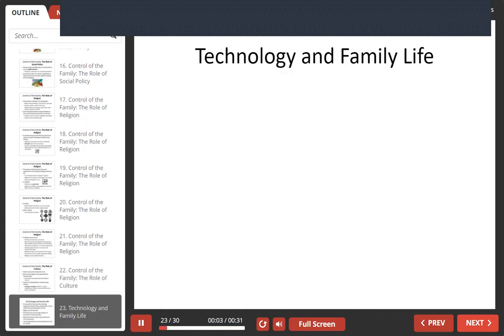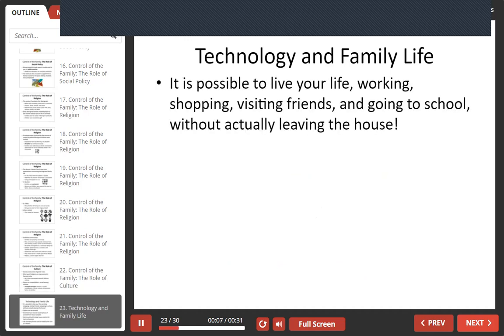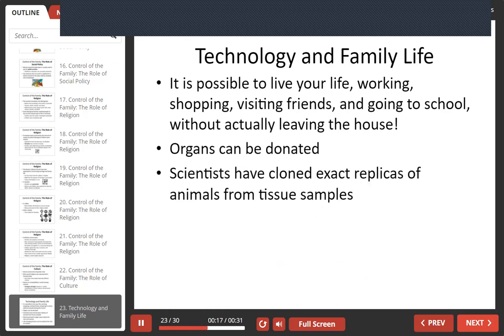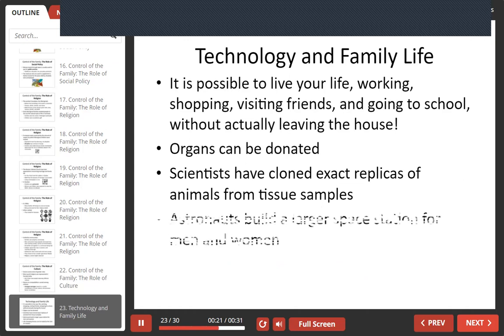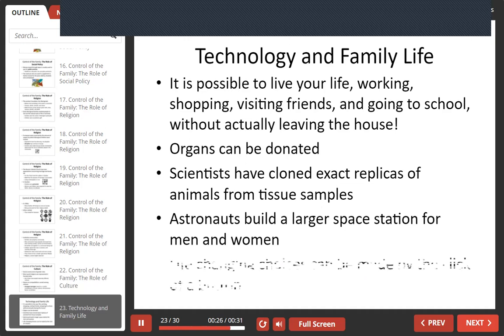Now we're going to be looking at the role of technology in family life. It is possible to live your life working, shopping, visiting friends, and going to school without actually leaving the house. Organs can now be donated. Scientists have cloned exact replicas of animals from tissue samples. Astronauts build a larger space station for men and women. And life-changing choices can be made by the click of one button.